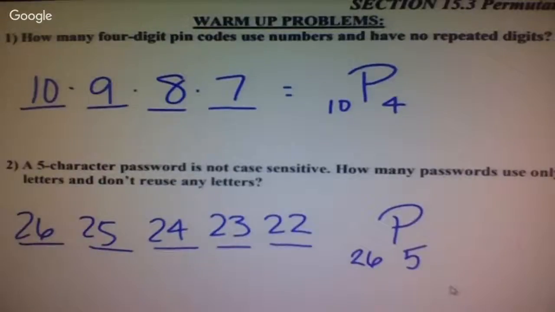So I would accept this as an answer or this as an answer. I don't care if you use permutations or combinations, but you need to be able to mathematically either do it this way or give it to me this way. Both of them will give you the same answer.